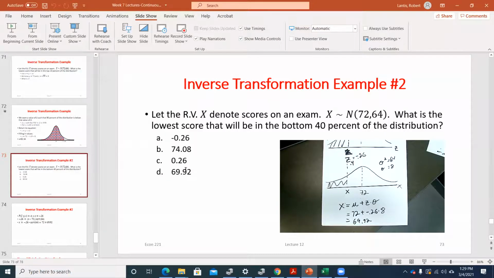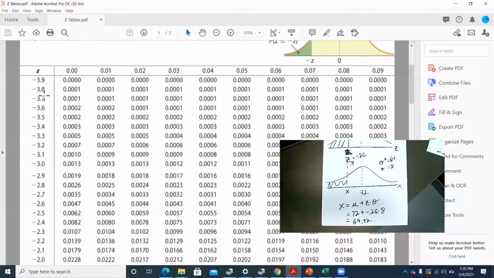Any questions on that one? It's really like we're just working in reverse. Instead of looking up the row and column heading to find your z-score and then your corresponding probability, now you're looking for the probability and then going over to the row and column heading to find the corresponding z-score that would give you that area in the tail, or that probability. Okay?